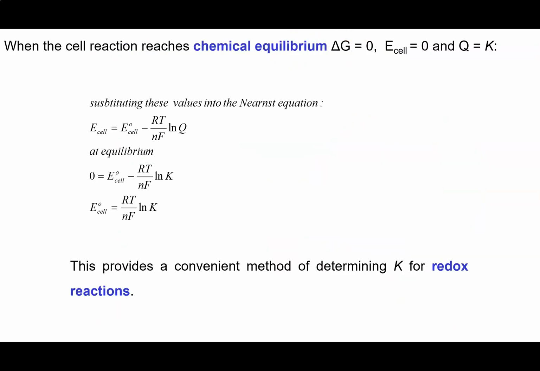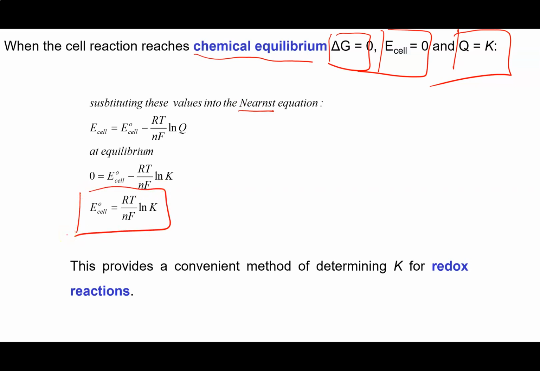Okay, so when the cell reaches chemical equilibrium, delta G equals 0, the cell potential equals 0, and Q equals K. So we can put those values into the Nernst equation and get a relationship that relates the standard cell potential to the equilibrium constant. So when we are at equilibrium, E naught cell, 0. Q is equal to K.